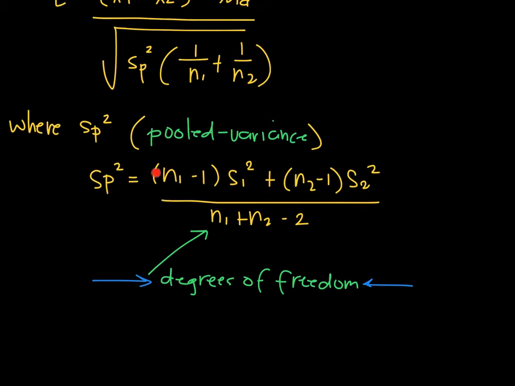n1 minus 1 means the sample size of the first group minus 1. s1 squared is the variance of the first group. And then you replicate that here. You use the sample size n2 minus 1 and the corresponding sample variance s2 squared, over the sum of n1 and n2, the sample size 1 plus sample size 2 minus 2. And later on, we'll be using this n1 plus n2 minus 2 as our degrees of freedom when we look for the exact value of t.